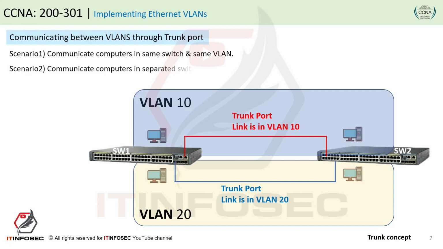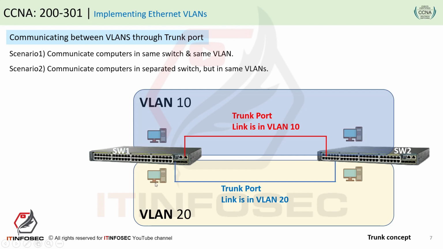Okay. Scenario 2, maybe we want to communicate computers on separate switches like this image, but in the same VLAN. The computer in VLAN 10 on switch 1 wants to communicate with another computer in the same VLAN but on the other switch. In this scenario, we need a trunk port, and the VLANs allowed for passing that traffic need to be configured on that trunk port. Another item is VLAN 20, created on SW1 and SW2.